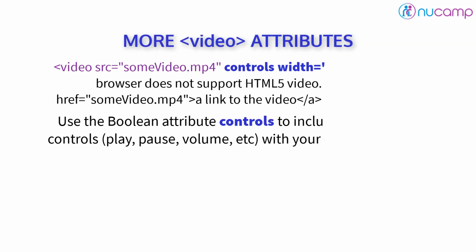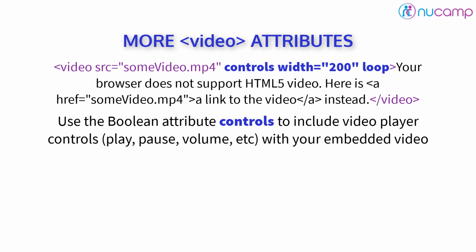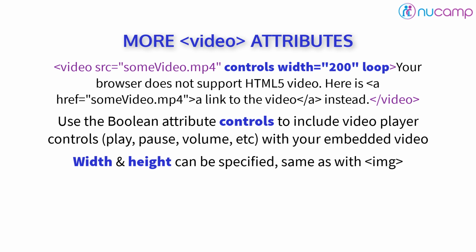I showed the controls attribute in the previous slide, but I did not explain it. While not required, it's a good idea to have this Boolean attribute present because it will cause the video player controls to show up with your embedded video. That's going to be the play and pause buttons, the volume controls, and more. You can specify the width and the height of the video player, just like with the image element.